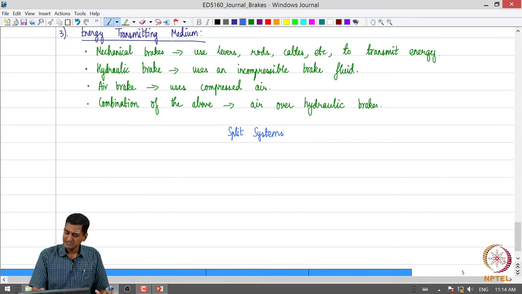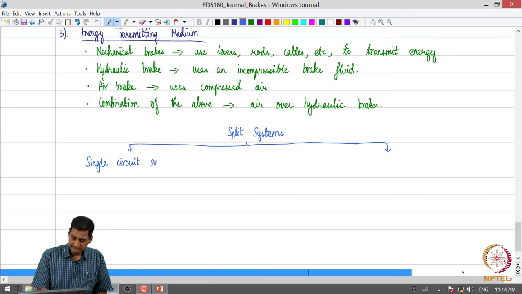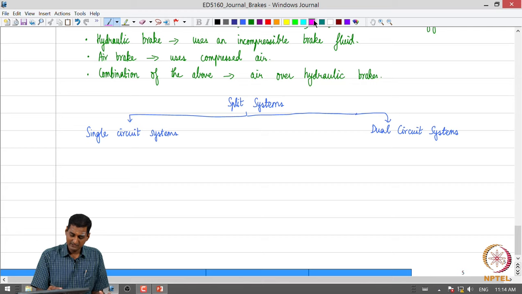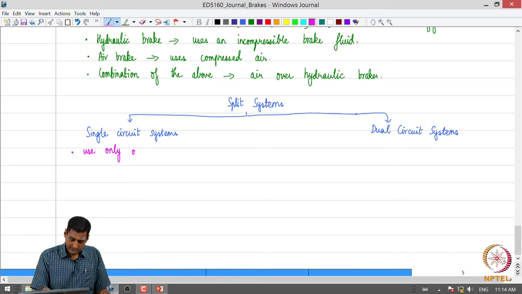So what do I mean by split systems? The energy transmission circuit or path can be designed to be a single circuit system or a dual circuit system. So what do we mean by this? Single circuit means, as the name indicates, there is only one circuit for transmitting the energy. So imagine that we had only one point of control for the driver, and there is only one circuit, let it be hydraulic, mechanical or compressed air, that provides this energy to the brakes on all the wheels.